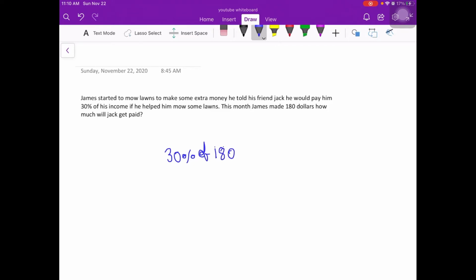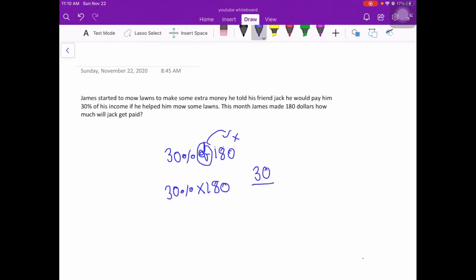You should not get confused by this "of" over here. It basically means multiply. So basically it's saying 30% multiplied by 180. There are two ways to solve this. First, we're going to go over the fraction form.